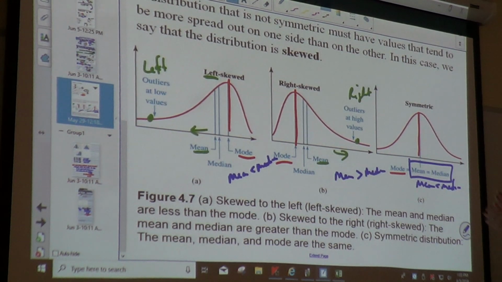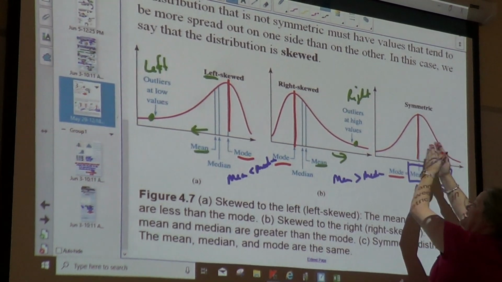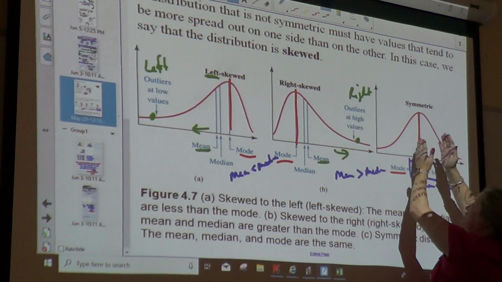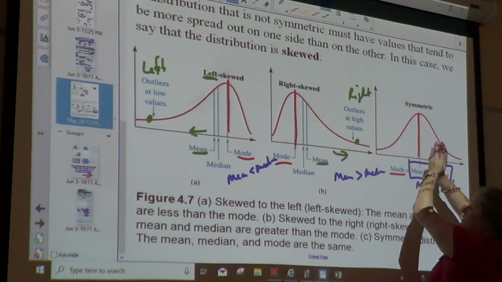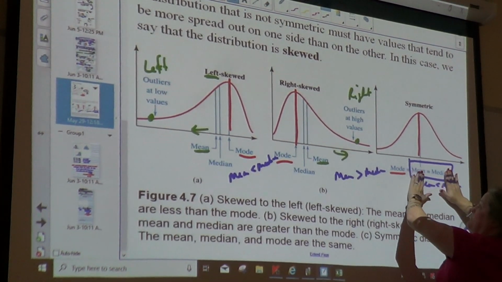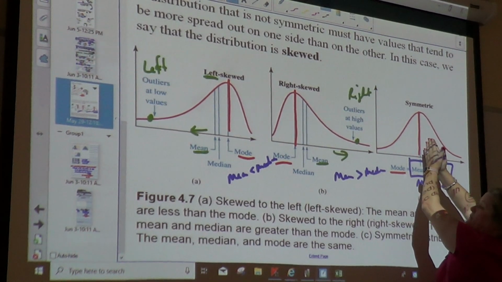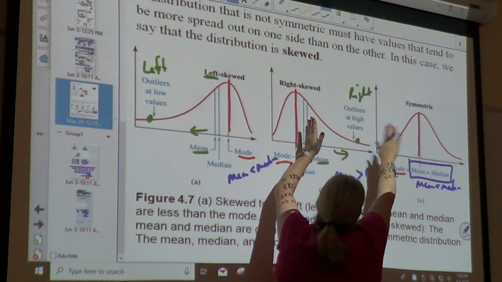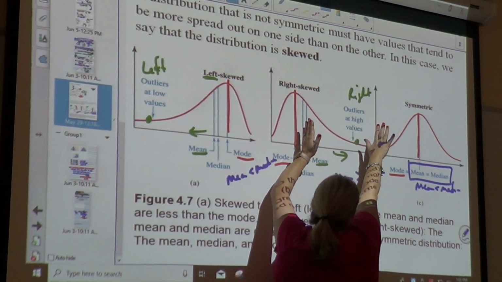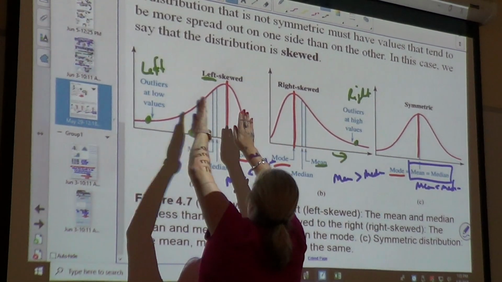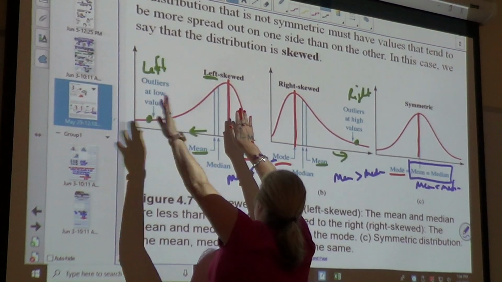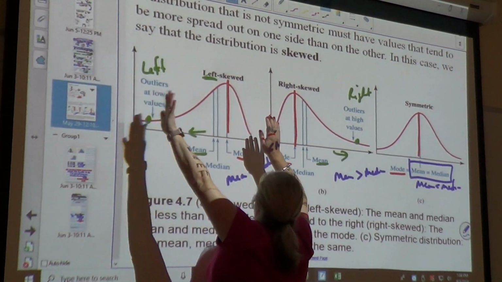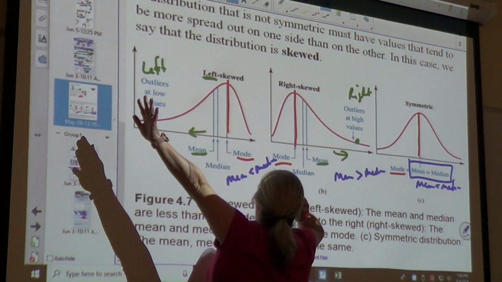So, when it's symmetric, your mean and your median are the same thing. Because your mode is not going to change, so we don't even look at the mode. We compare the mean and the median. So the mean and the median are the same thing when it's symmetric. Here, your mean is to the right or greater than your median. Here, your mean is to the left of your median because it's going towards the left, so it's less than.